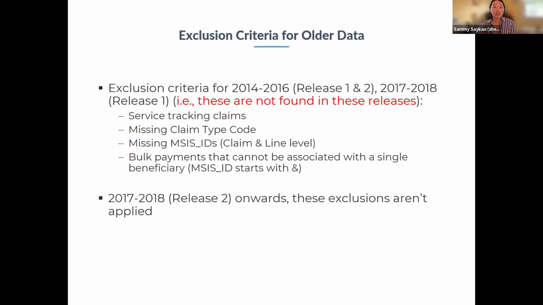And then the last thing I want to share is for 2014 to 2016 data, release 1 and release 2, and 2017 to 2018 release 1. These types of items are not found in the data: service tracking claims, items with missing claim type code, missing MSIS IDs, and bulk payments. Those are not available for those data sets. However, from 2017-2018 release 2, which I believe is the release that is available now, onwards, these exclusions aren't applied. So you can actually request that type of information if you are interested, for example service tracking claims.